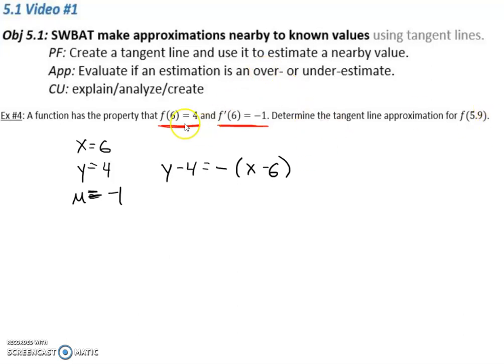Now they're asking us to plug in 5.9. So we're going to say y minus 4 is equal to negative 5.9 minus 6. I'm going to do that, negative 5.9 minus 6. And then after I do that, I'm going to add this 4 to the other side. And that comes out to 4.1. And this is what I was talking about in the last example. You often get similar y values to the point at which the tangent line was drawn.